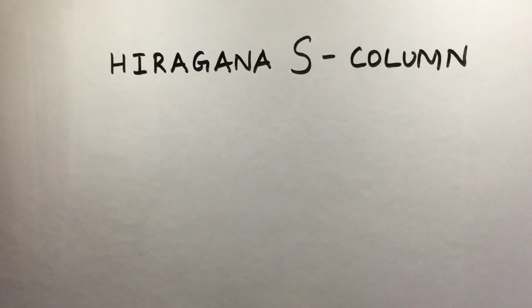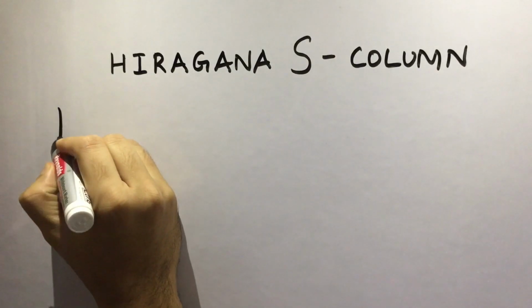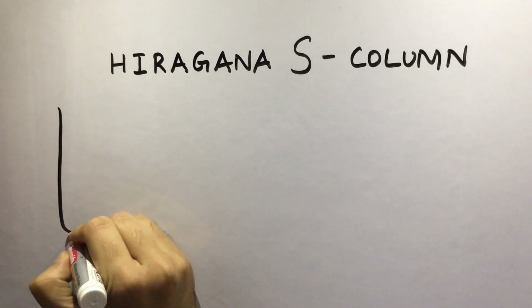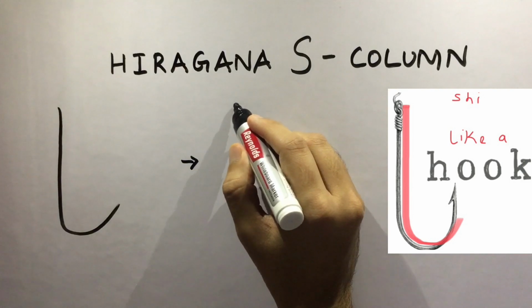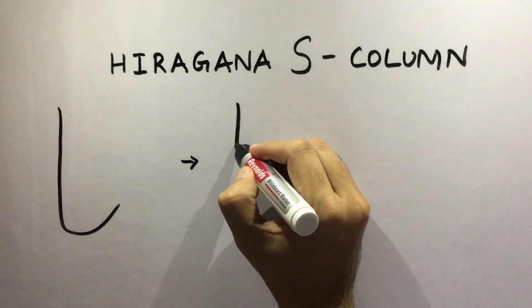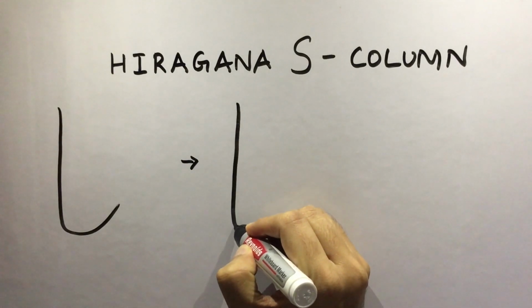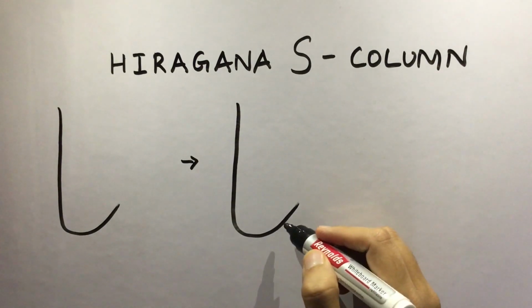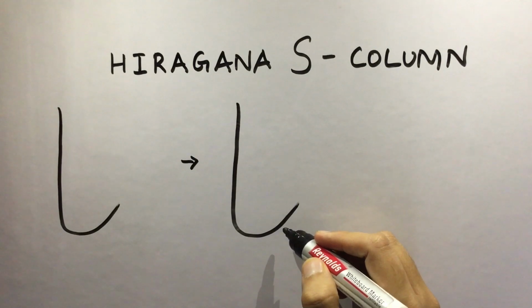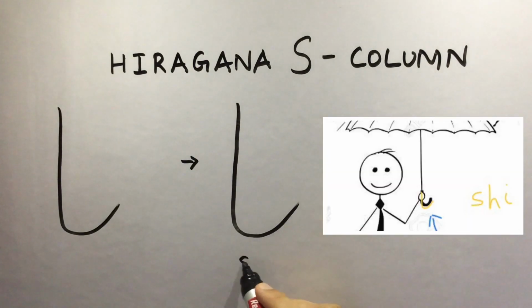Here's the next character, shi. It has only 1 stroke. It looks like a hook. Here's the stroke order, from top to the bottom, curve it and leave it free. This part looks a little bit like you're holding an umbrella and this is the grip. Shi.